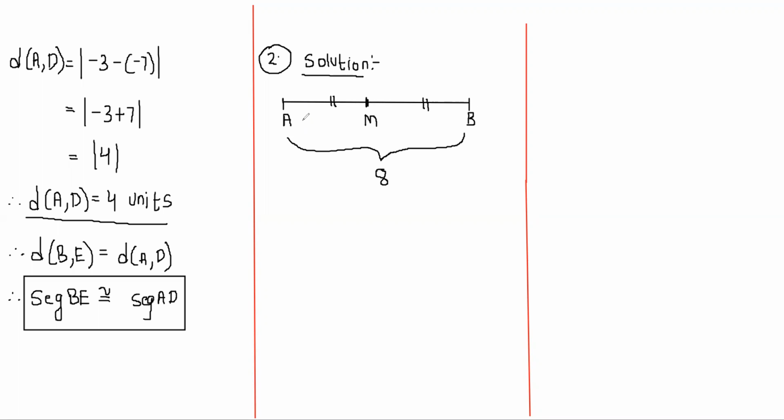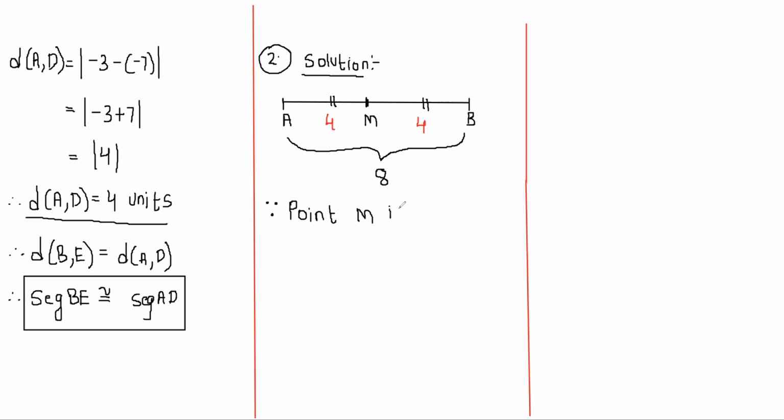So what will be AM? Midpoint means point M divides segment AB in two equal parts. Two equal parts means what is half of 8? It is 4. So two equal parts means 4 units and 4 units. So we got the answer, but we need to write it in steps. So our first step here is we are writing since point M is the midpoint of segment AB.